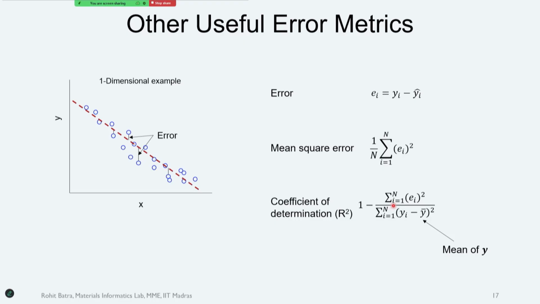There are some other error metrics that people generally use. So one of them is coefficient of determination. Okay, I'll not talk too much about it, but just to give you an idea, the closer this value is to 1 means that it's a good model, and the closer the value is to 0, it means it's a really poor model. Okay, so it ranges between 0 to 1.